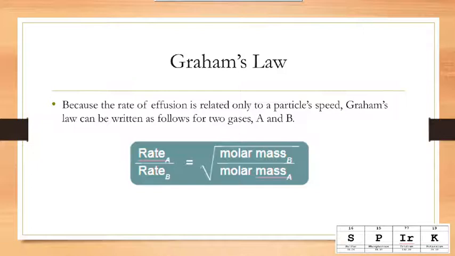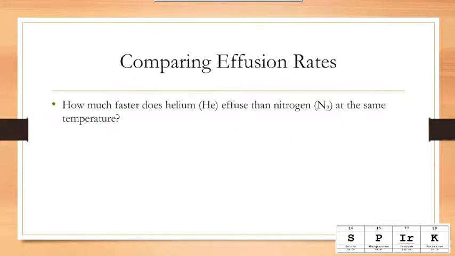So if we look back at the left side, we see that it's the rate of A on top and rate of B on the bottom. But when we do the square root, the molar mass of B is on top and the molar mass of A is on the bottom. So we can compare effusion rates.